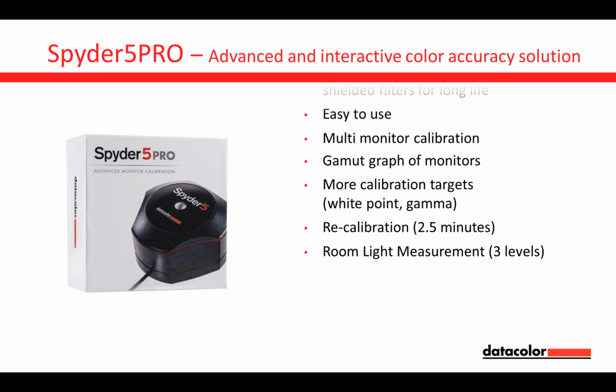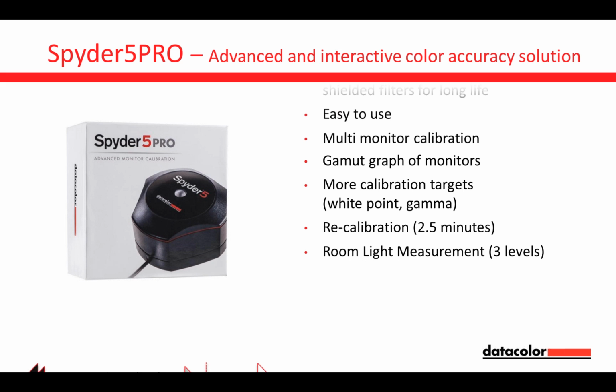The recalibration takes only 2.5 minutes, that's it. And also the calibration, the optional, the more calibration targets, the Spyder5 Express only does calibration at 6500. So that's it. And what I have pointed out before, we have the sensor on top, which is the room light sensor. So the room light measurement, we measure the room light in 3 levels here on the Spyder5 Pro.